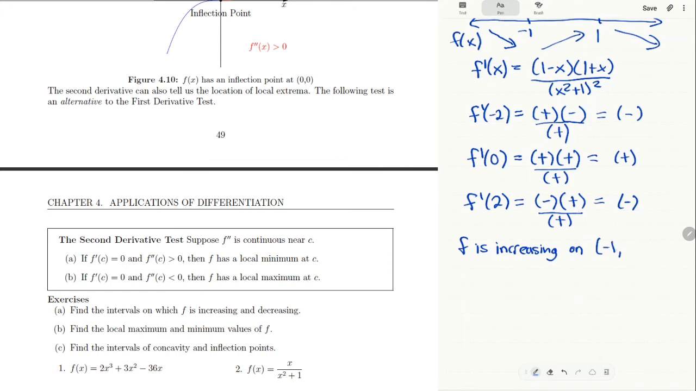So the function will be increasing between negative 1 and positive 1, and f will be decreasing on the interval from negative infinity to negative 1, union 1 to infinity.